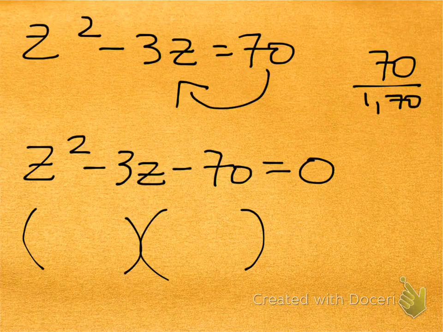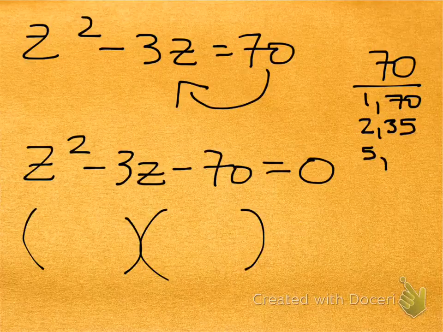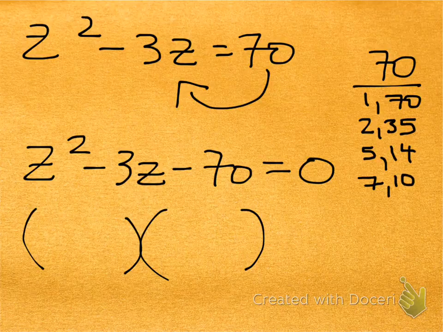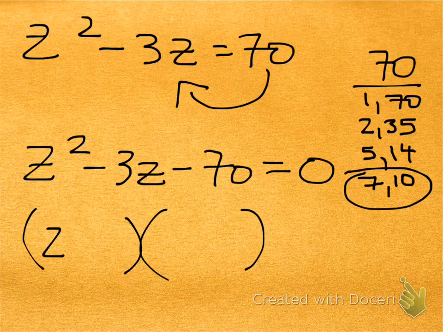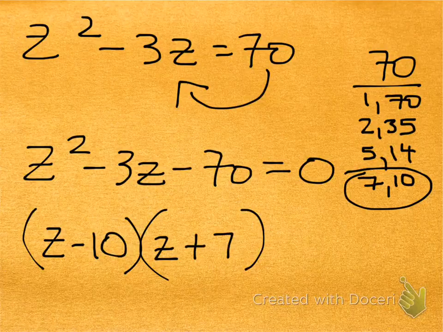So 1 and 70, 2 and 35, 5 and 14, 7 and 10, and that should be it. So which ones will give us negative 3? The 7 and 10 could possibly, so we're going to put those in. We need a negative 70 when we multiply, and a negative 3 when we add. So the 10 is going to have to be the negative one, and the 7 is going to have to be the positive one. So this is what we're solving.